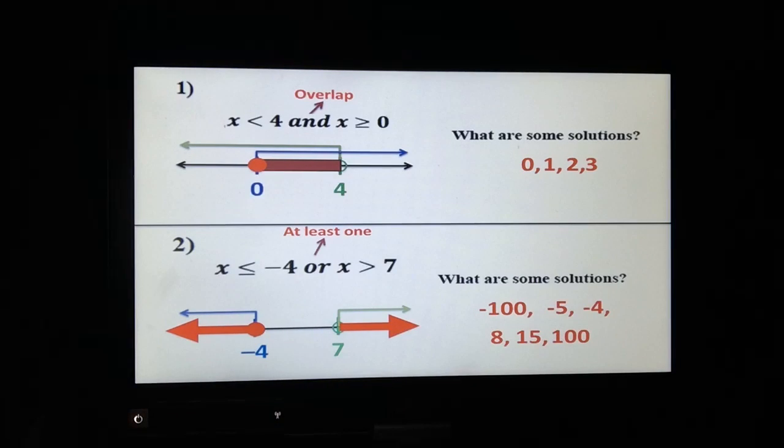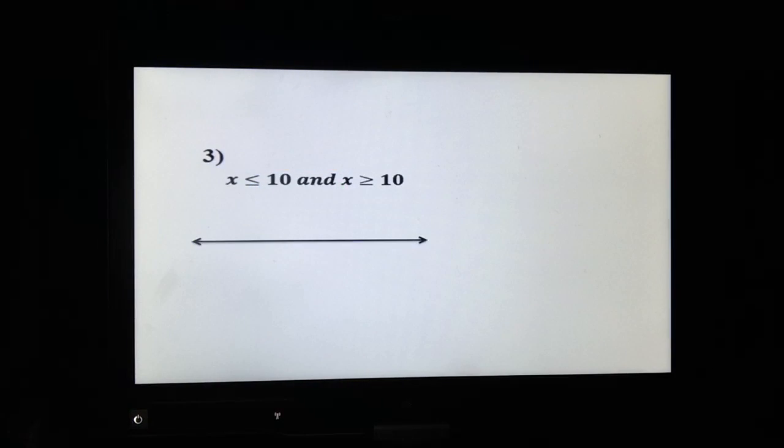All right, let's do another one. For number 3, press pause if you need to correct anything. All right, guys, so here's number 3. We have x is less than or equal to 10 and x is greater or equal to 10. Go ahead and do this one on your own, and then we'll go over it.